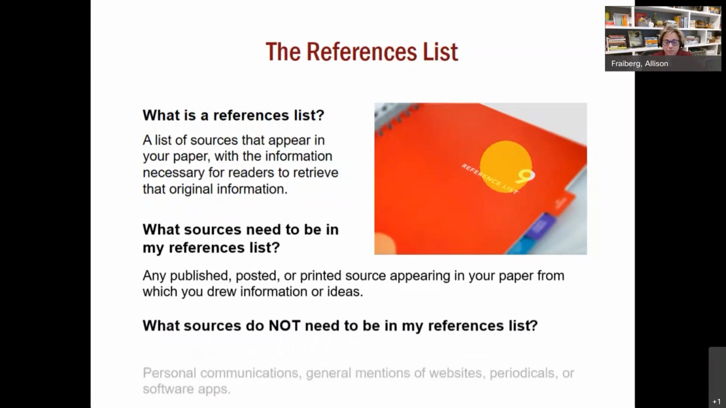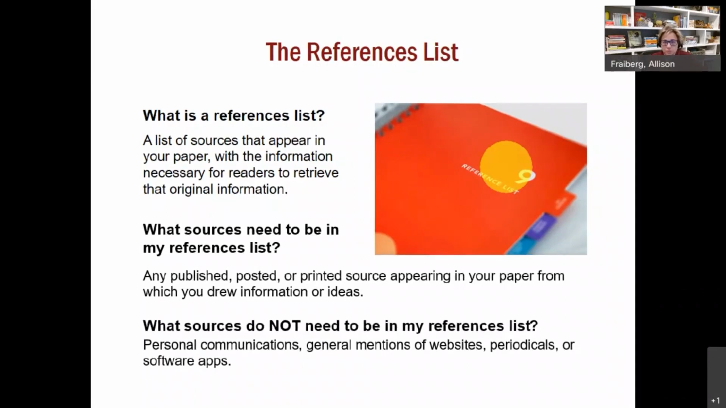Things that don't need to be in your references list: personal communications, because they have a full citation in the body of the paper. General mentions of websites, like the Toyota website or the Starbucks website. You don't need to include that in your references list. The names of periodicals or software apps.